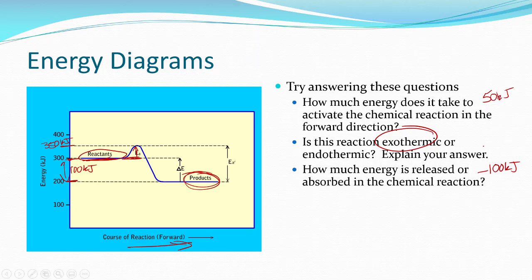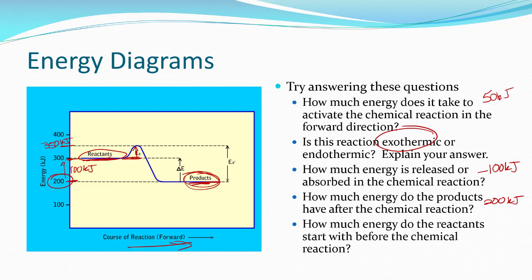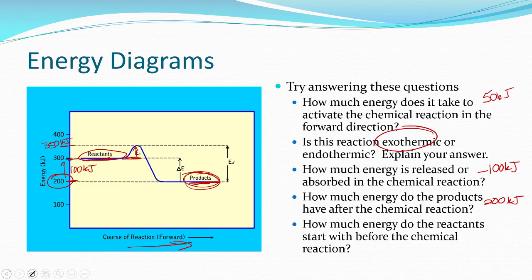Let's try another question here. Let's go to, how much energy do the products have after the chemical reaction? Well, after the chemical reaction, I'm looking at it and I'm going, oh, products are here. It's at 200. So I would say 200 kilojoules, all right? And then the next one asks, how much energy do the reactants start with before the chemical reaction? Well, if we look at the reactants, they started at 300 kilojoules, so this would be 300 kilojoules. Make sense? I'm hoping this is making sense.